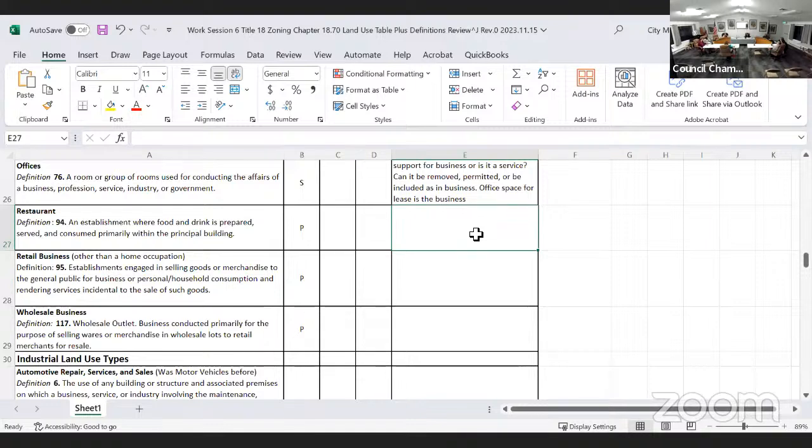Where do food trucks fall? Would that be under a restaurant, or do they have their own thing? They don't, so maybe that's something that needs to be considered. That's going back to that mobile business, food trucks. But I would consider a mobile business is different than a mobile home. Yes, I made a note of that, absolutely. Food trucks, mobile business. So a restaurant might include.